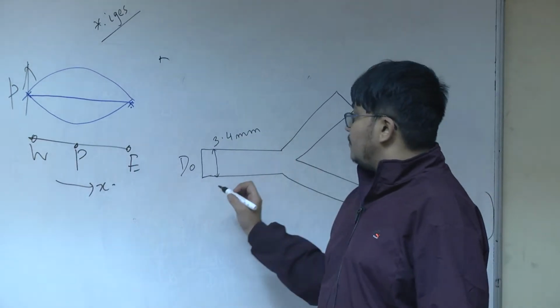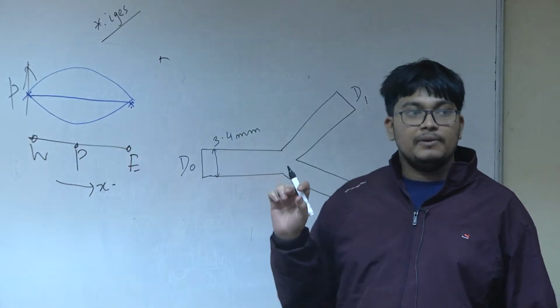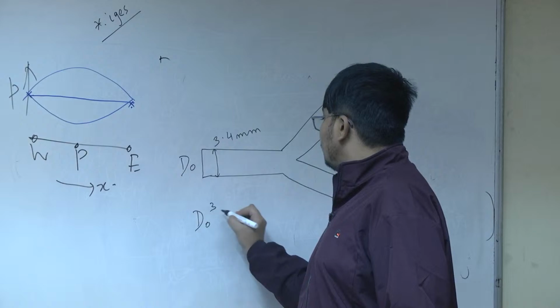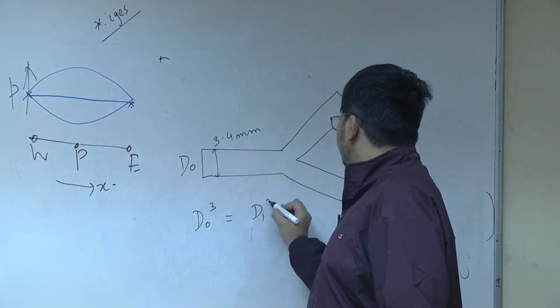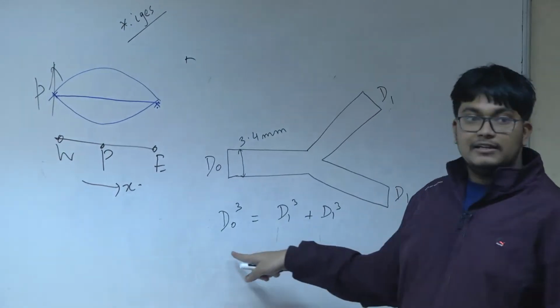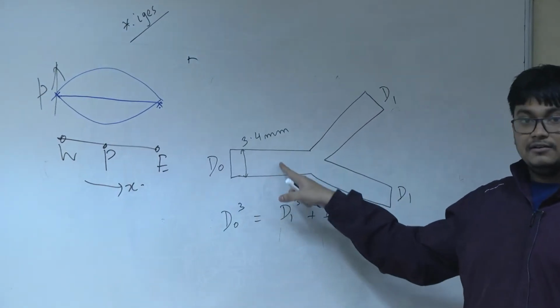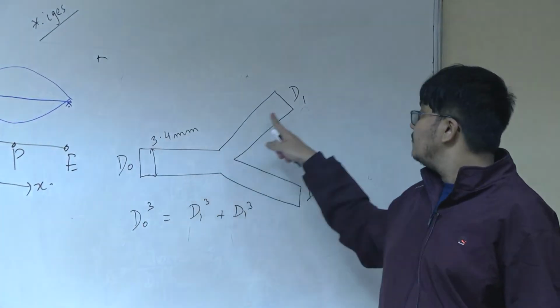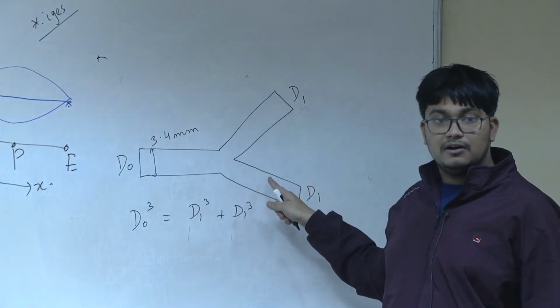For the idealized geometry, we normally consider Murray's law. Basically D0 cube is equal to D1 cube plus D1 cube. Like the flow rate at the mother channel, the cube of the diameter at the mother channel will be equal to the sum of the cubes of the diameters of the daughter channels.